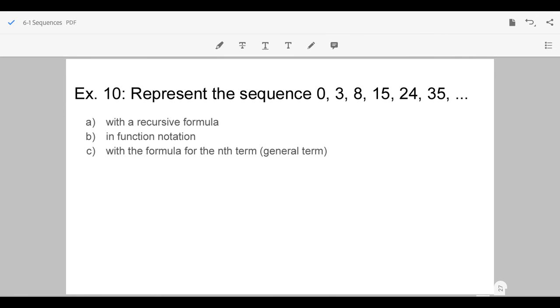All right, one final example. Represent this sequence 0, 3, 8, 15, 24, 35 with a recursive formula in function notation and with the formula for the nth term or the general term.